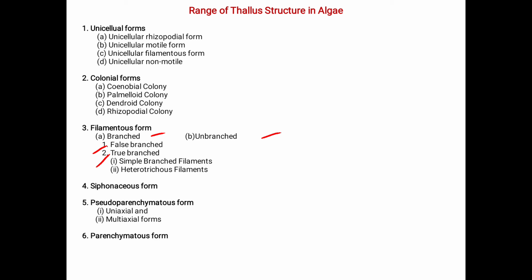The fourth form is the siphonoceous form. The fifth one is the pseudoparenchymatous form. Under pseudoparenchymatous form, we have two types, that is the uniaxial and multiaxial forms. The last one is the parenchymatous form. We will see in detail regarding the filamentous forms.